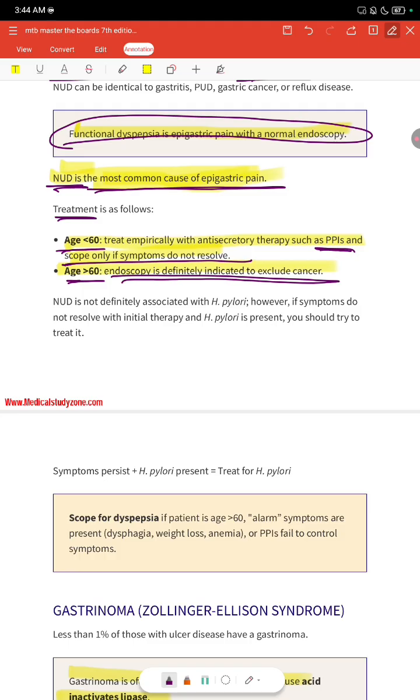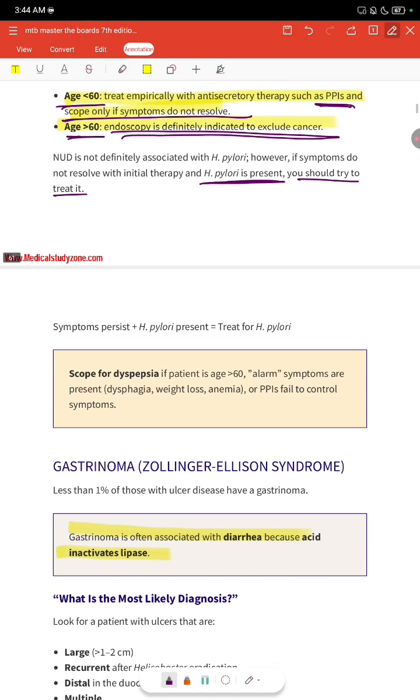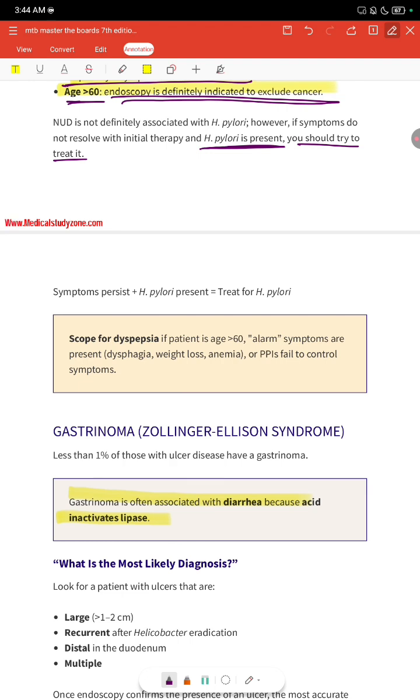Non-ulcer dyspepsia is not definitely associated with H. pylori. However, if symptoms do not resolve with initial therapy and H. pylori is present, you should try to treat it. Symptoms persist plus H. pylori present, then go for treatment of H. pylori.